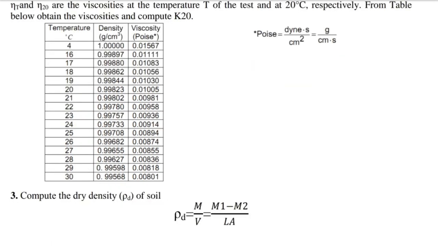3. Compute the dry density, rho d, of the sample. Rho d is equal to M by V, which is equal to M1 minus M2 divided by L A.